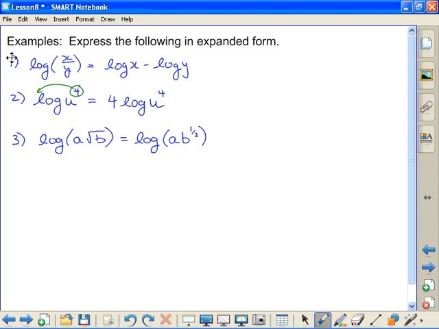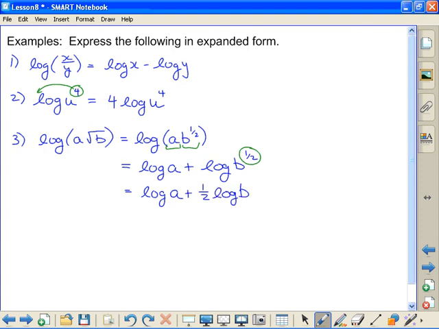Writing in an expanded form, we now have 2 terms. We have the a term multiplying the b term. So that means multiplication. So it would be log of a plus log of b to the 1/2. You still have to take care of this exponent here when you're writing in an expanded form. Some people are comfortable skipping straight to this step, which is fine. Actually, I encourage it when you're comfortable with it, but that would be your final answer there. So the 2 are equivalent expressions.